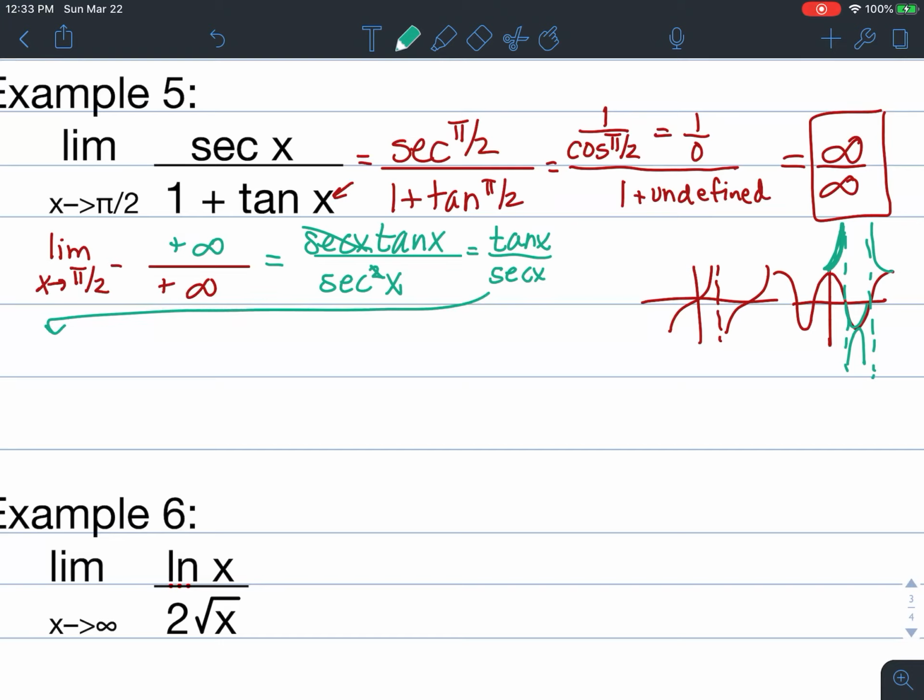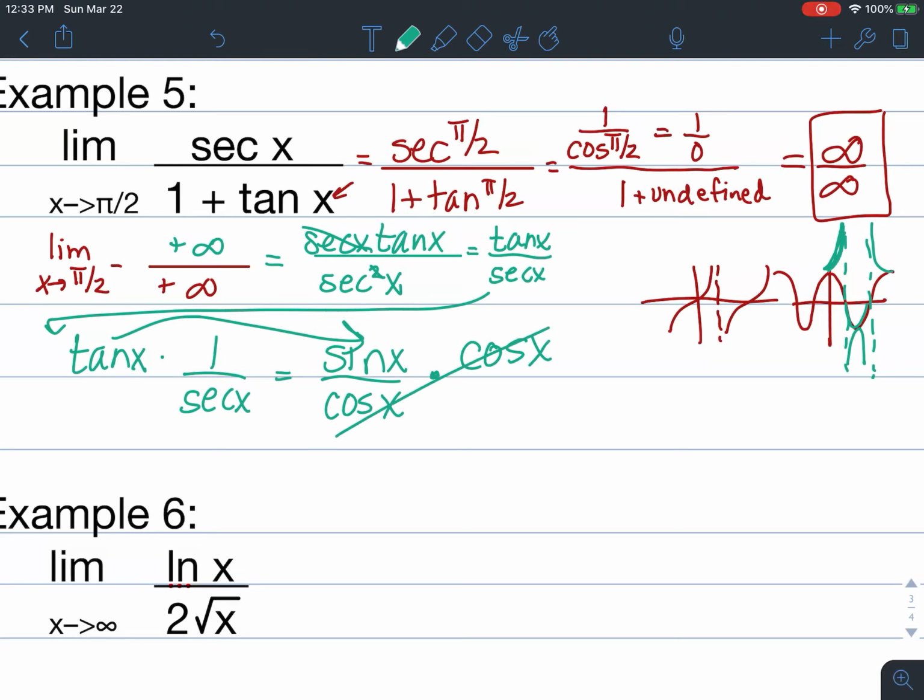But let's come down here. Tangent, let's make this tangent times 1 over secant. Tangent is sine over cosine. And 1 over secant would be cosine. So now those cancel, and I just get sine x. And if I put in pi over 2 into sine x, I get 1. And that is the limit. And if you put it in a calculator, you can see that it is 1.